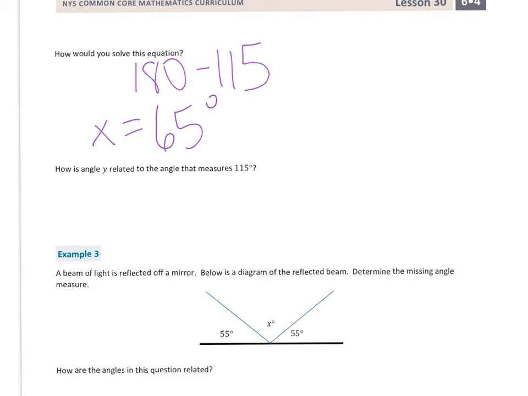Now how is angle y related to the angle? Well, go take a look back on the page. Because those are consistent lines, we write that angle x is the same as angle y. They're equal. They have the same measurement.